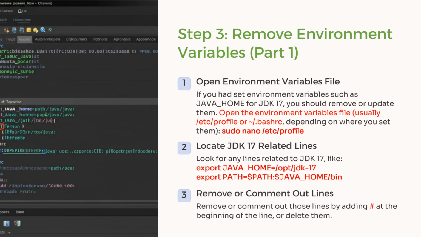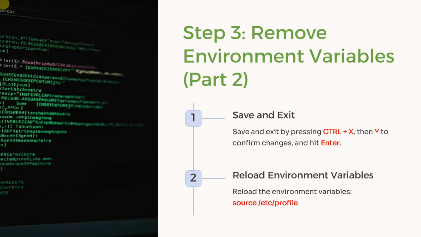Step 3 is remove environment variables. For that, you have to open environment variables file, which will be usually profile or bashrc. Then locate JDK 17 related lines like export JAVA_HOME, export PATH. Those lines you have to remove or comment. Then save and exit the changes by pressing Ctrl plus X. Then Y to confirm the changes. Then hit enter. Then reload the environment variables by running this command.